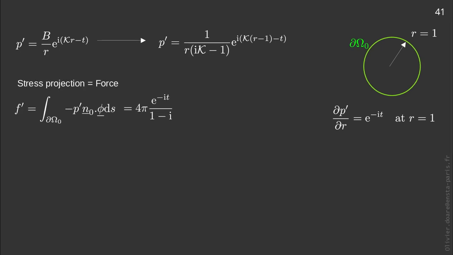We can now project this pressure onto the displacement mode ER at the interface. This calculation gives us a force equal to 4 pi e to the power minus it over 1 minus I. Let's put this force back into physical units.